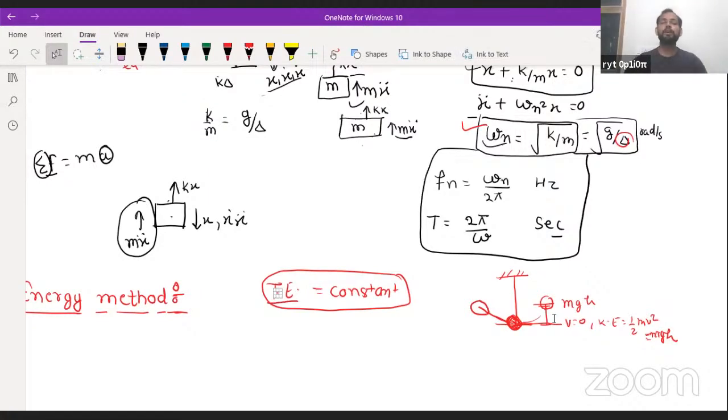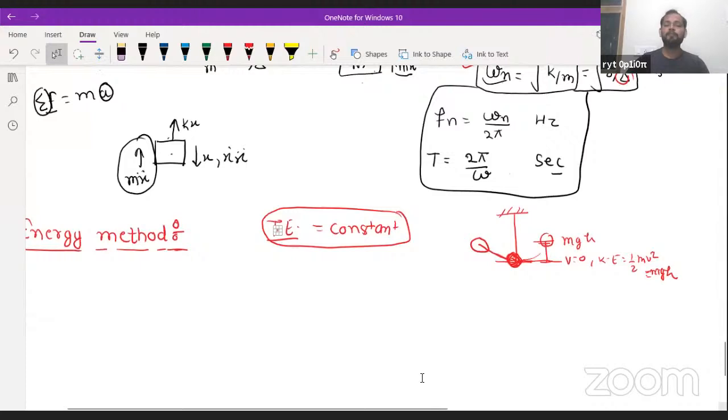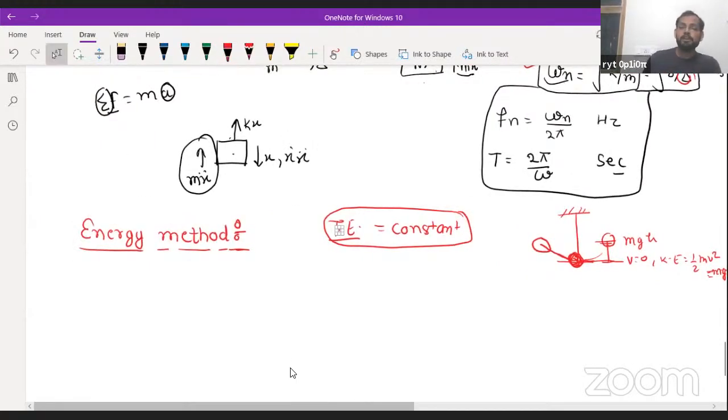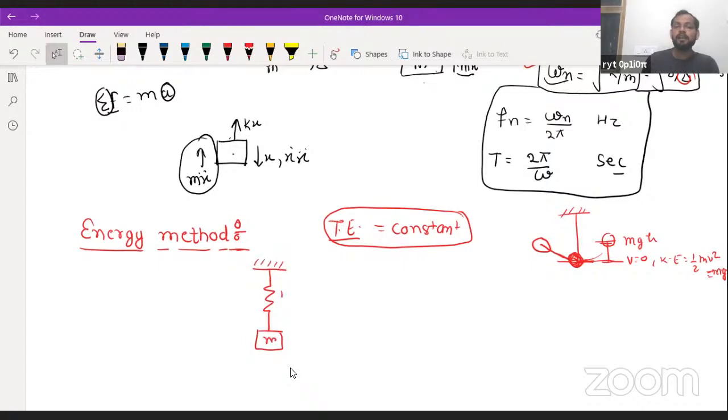So right now we are going to derive the equation of motion with the help of the energy method for a spring mass system. In a spring mass system, the potential energy is inside the spring and the kinetic energy is inside the mass. So let us assume what is the kinetic energy of the mass. Kinetic energy of the mass is nothing but half m x dot square, because we are giving x displacement, x dot velocity, x double dot acceleration.